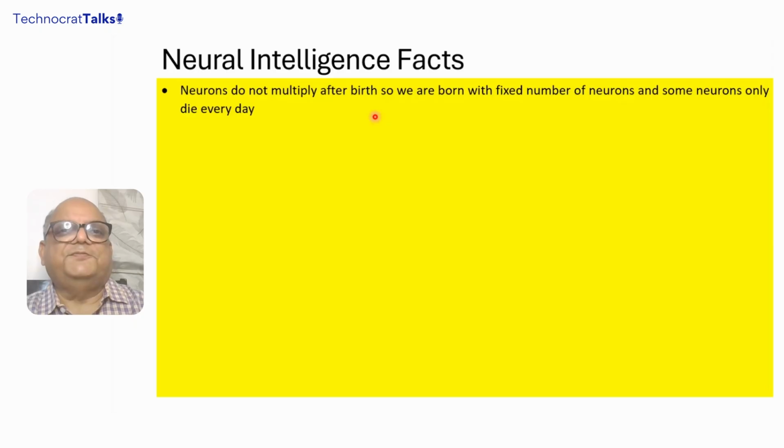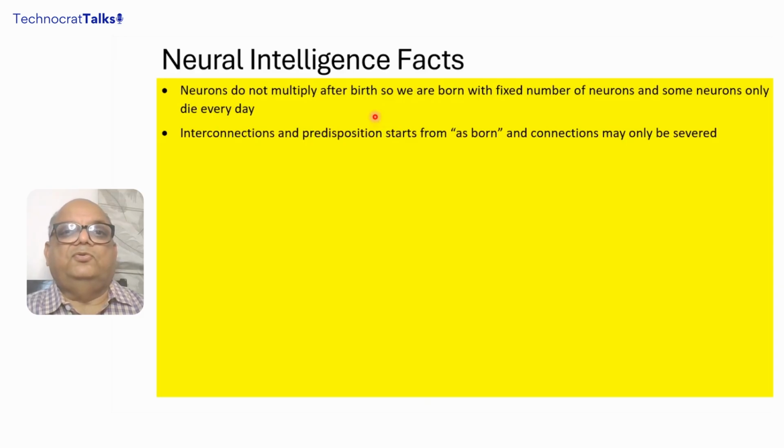So some fun facts: neurons do not multiply after birth. We are born with the same number of neurons, and they are interconnected prior. So the interconnections are already there when we are born. We are born with a fixed number of neurons, and neurons can only die. Some of the interconnections may get severed depending on lack of usage. So that is what happens. Neurons generally do not multiply after birth. So interconnections and predisposition start from the as-born state, and connections only get severed.